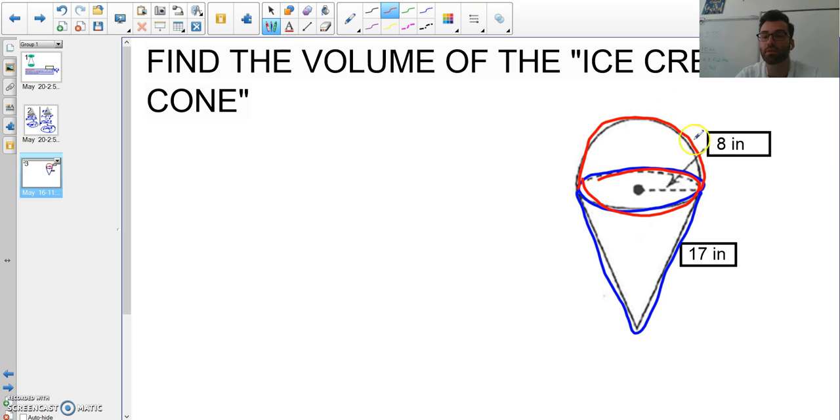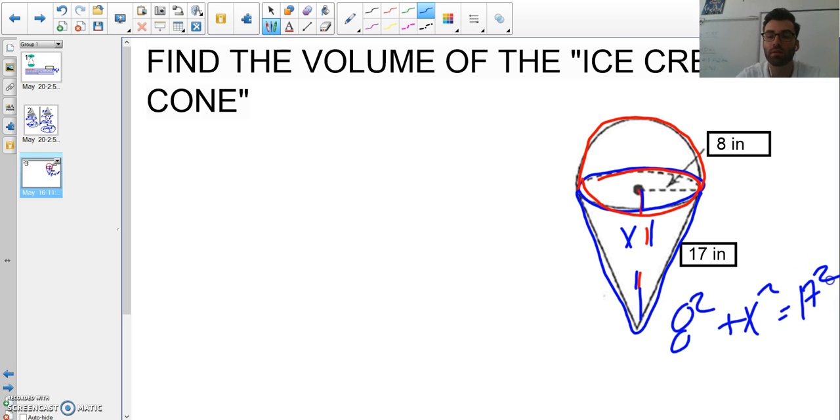All right, so we want to find the volume of the hemisphere and then add it to the volume of our cone. Okay, but remember, to find the volume of a cone, I need to know the height. And that's x. This is a triple, but if you don't know your triples again, x should be 15.